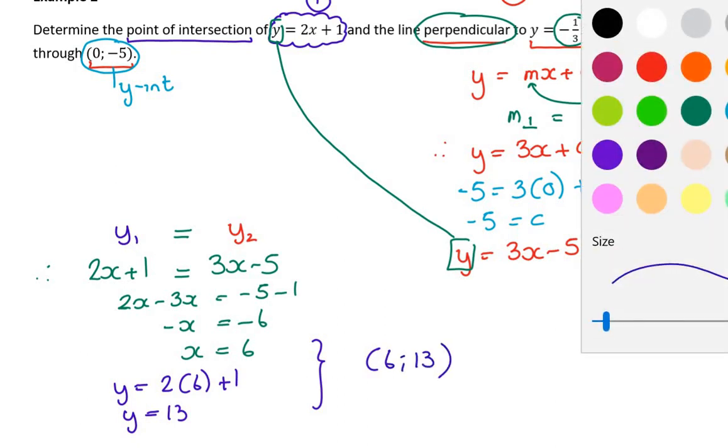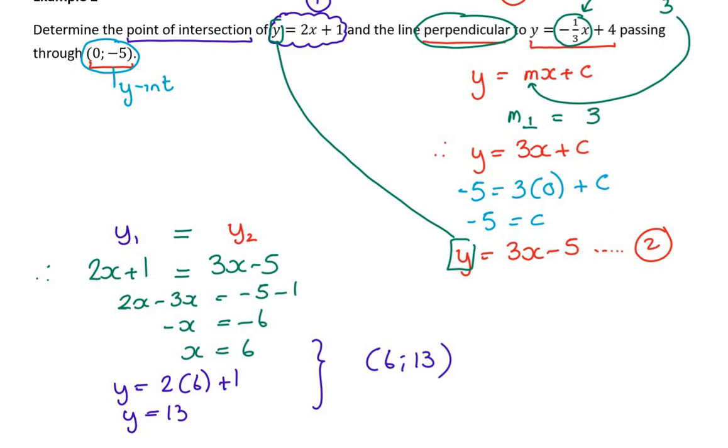Now, if you want to check, what I always do in a test or exam is check: if I put 6 in there, do I still get 13? Because if I don't, this can't be a point of intersection. But 3 times 6 would be 18, and 18 minus 5, guess what, is 13. It's just quite nice to check that, because then you know if you've made a mistake and you need to go back and check something, or if you can move on.